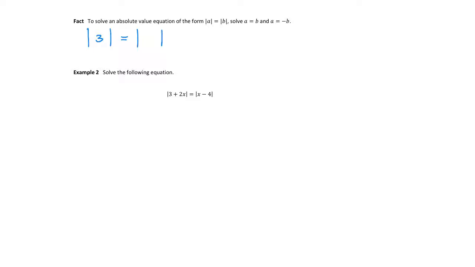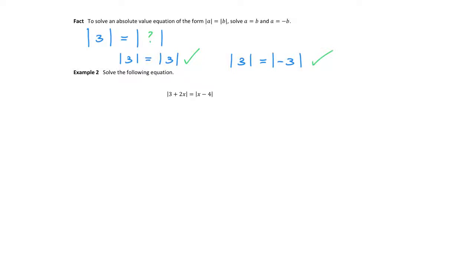What would you put here to make this thing a true statement? Well, one obvious choice would just be to put 3 in place of that green question mark. The absolute value of 3 is equal to the absolute value of 3. Clearly that's going to be true. But another possibility would be, if you put negative 3 in the other absolute value, it's also going to work. This gives us a solution, but so does this.